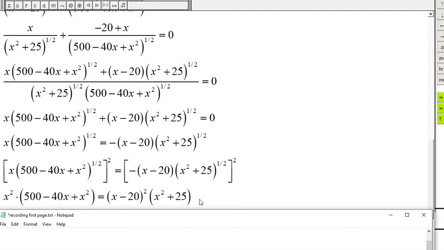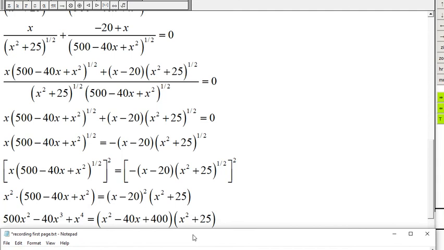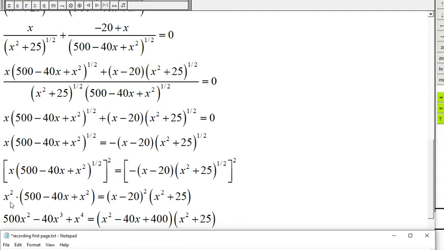And then now we'll multiply everything out. X squared times 500 is 500x squared. X squared times 40x is 40x to the third. X squared times x squared is x to the fourth. And then x minus 20 squared is x squared minus 40x plus 400.